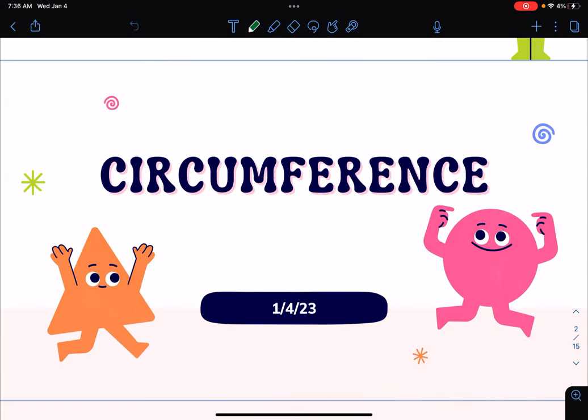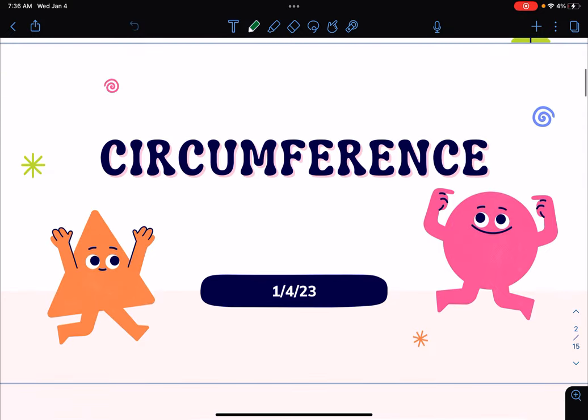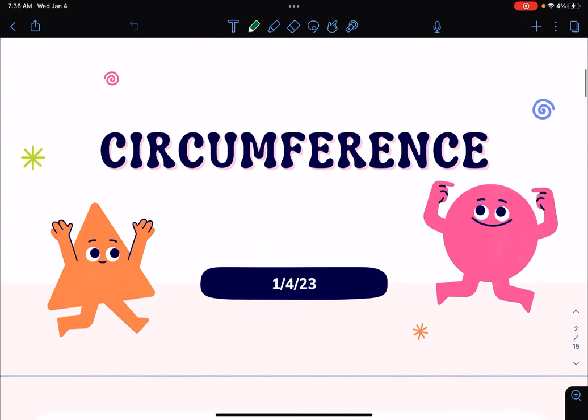Okay, so welcome back. Today we're going to be working on circumference. It's a new kind of concept to you, but you've done it in the past, but with other shapes. What circumference is essentially is the perimeter of a circle. So circumference is going to be the edge or the outer edge of the circle. Okay.